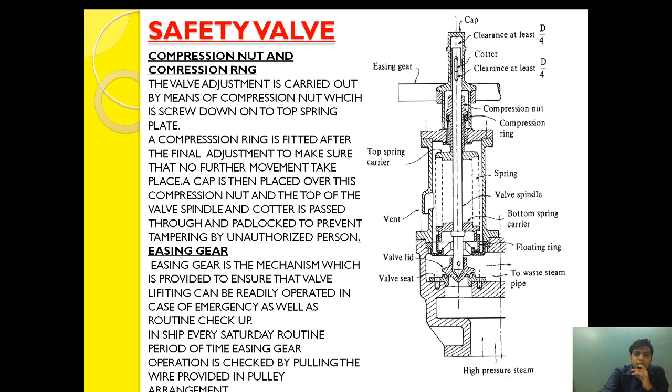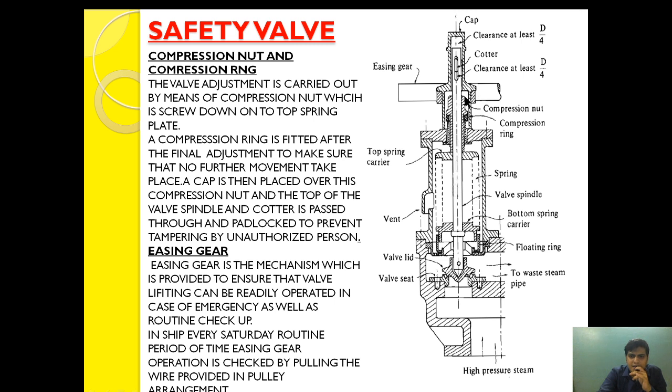Apart from that, an easing gear mechanism is provided. This easing gear is provided so that we can operate the safety valve from the engine room platform in case of emergency, and also to check from time to time that the safety valve is free and operational. We will pull the easing gear. Whenever the easing gear is pulled, what happens?